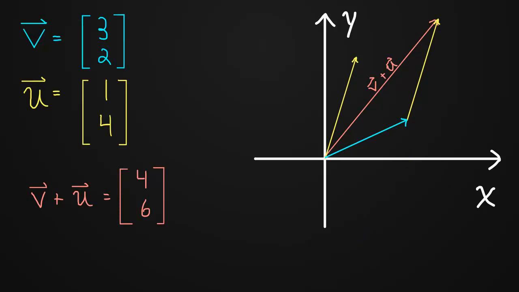Okay, what else? Well, notice that we could have, if we wanted to, gone along u first and then added v, and we would have got to the same point, which means we would have gotten this same vector. So u plus v is the same vector as v plus u, which tells us that vector addition must be commutative.